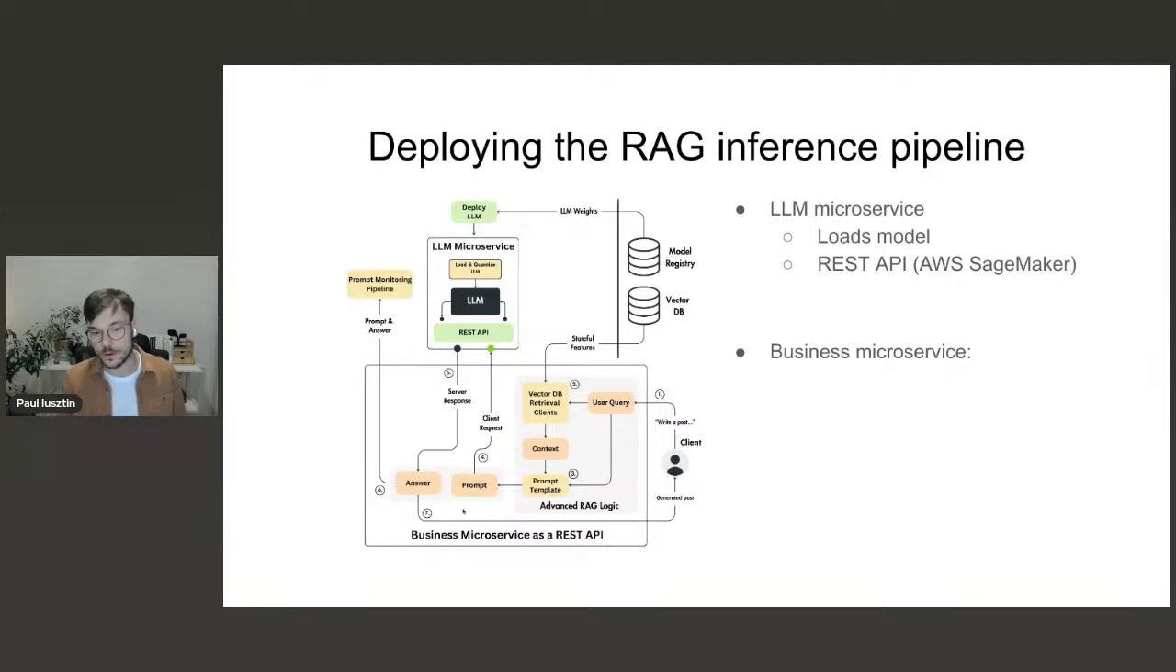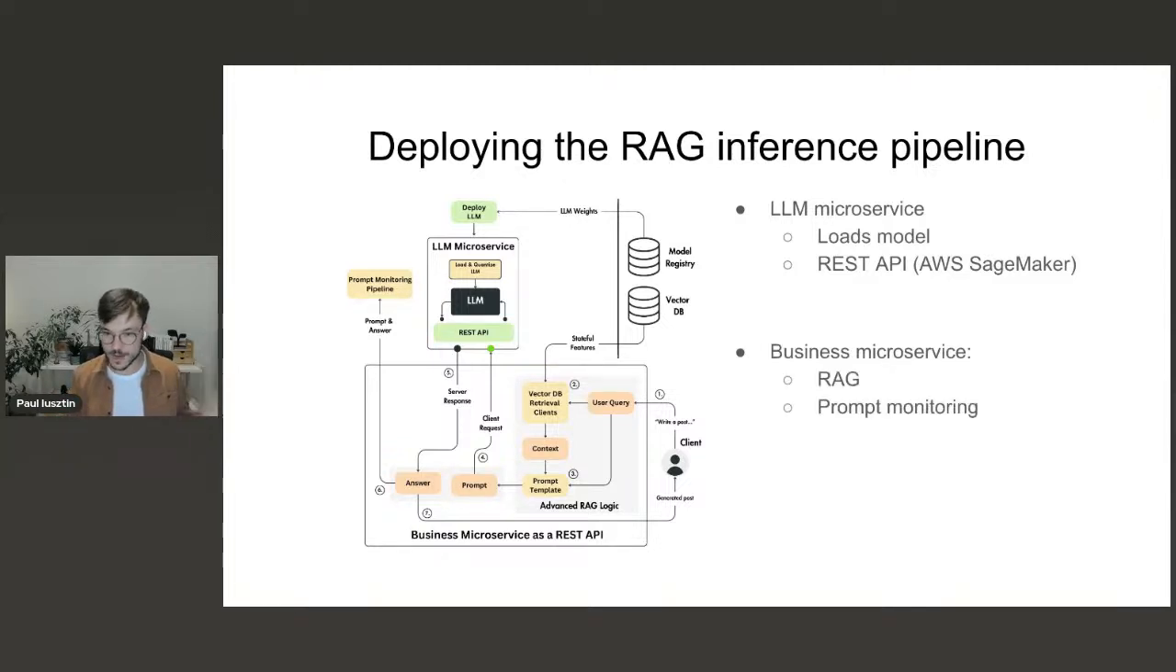And also, one thing that I missed is that you can take this business microservice, and here is where you hook in the prompt monitoring pipeline, where you take your prompt, which you compute here, and you get the answer from the LLM microservice, and you send the whole chain to the prompt monitoring pipeline service, or however you want to call it. And you can see this as the business microservice, the place that aggregates your business logic. That's why it is called like this.